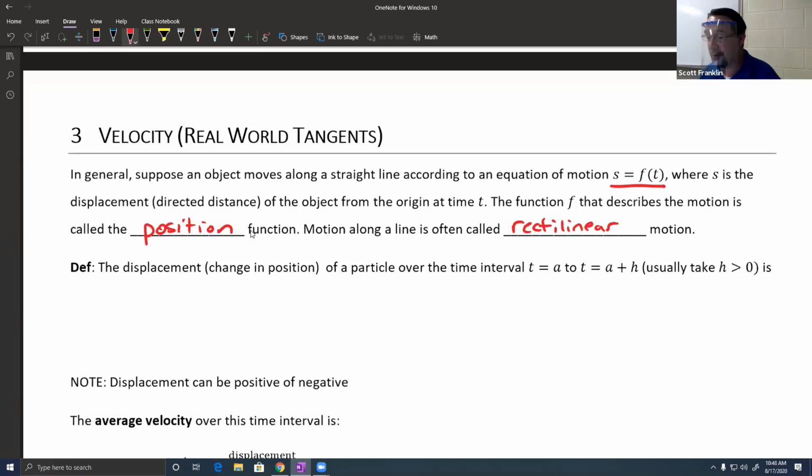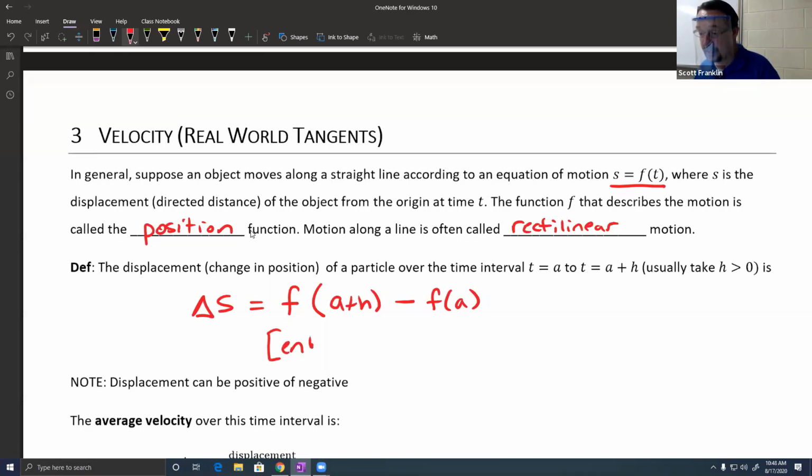So the displacement of a particle over time, how far has it traveled, can be thought of as the change in S, which is the function value at the end point, A plus H, minus the function value at the start time, right? A is when we start, A plus H is when we end. If this was 3 seconds and H was 0.5, this would be 3.5 seconds. So you do the end minus the start. The end position minus the start position.